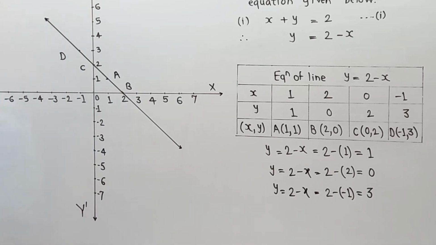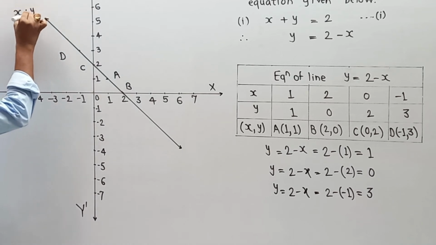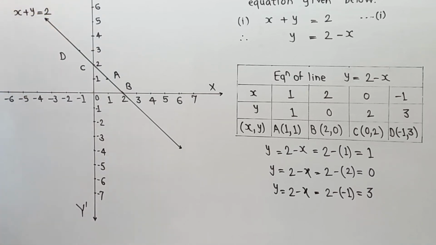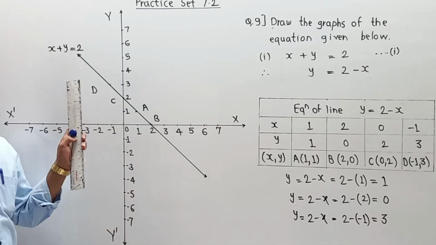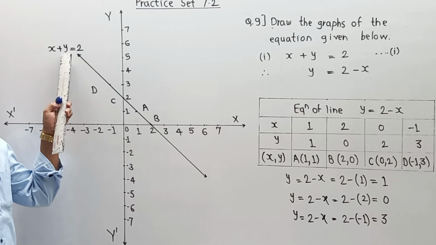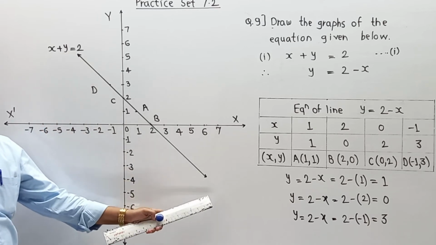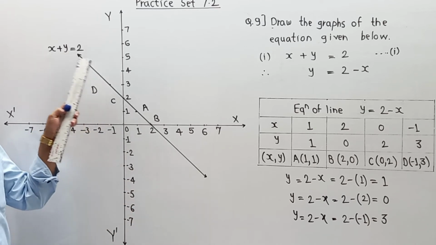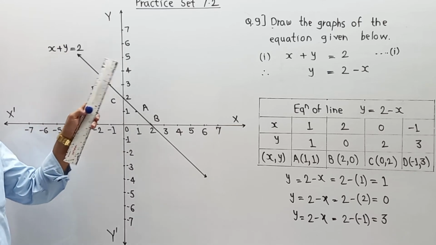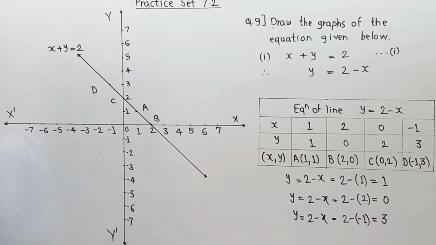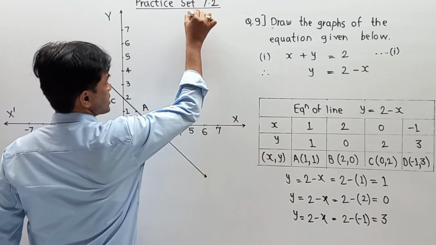And this is the required line, and the equation of that line is x + y = 2. Remember, students, when we draw a line, make arrows on both sides because it is a line, and at any point, at the uppermost or at the dead end, you can write the equation of the line. Here you can write x + y = 2, or if you want, y = 2 - x. Anyway, the equation remains the same.